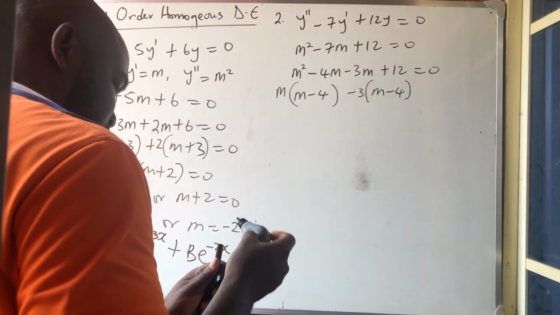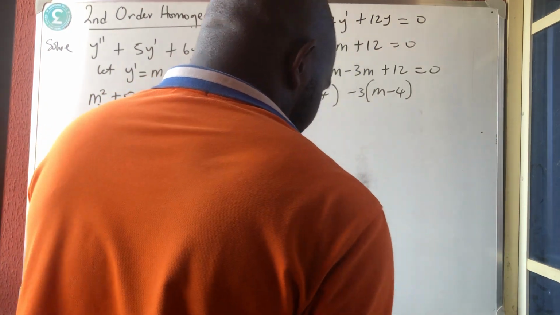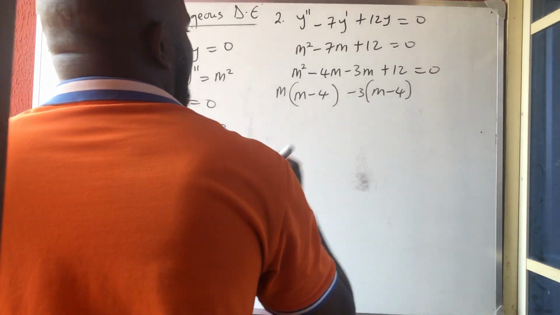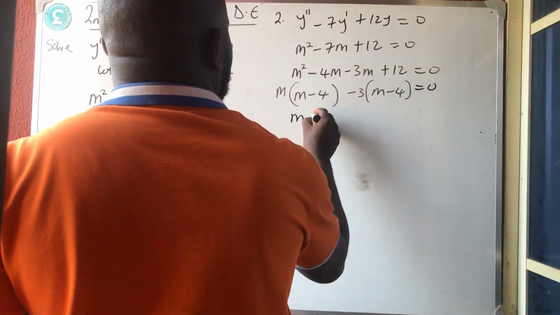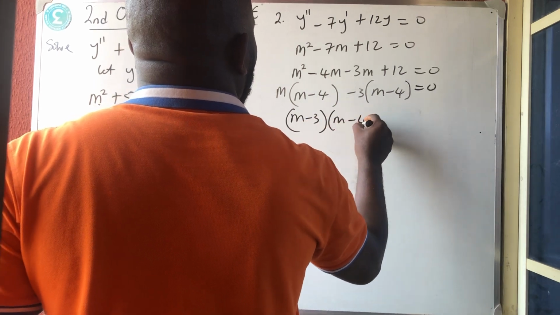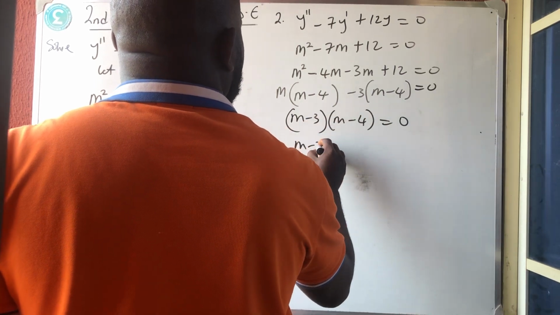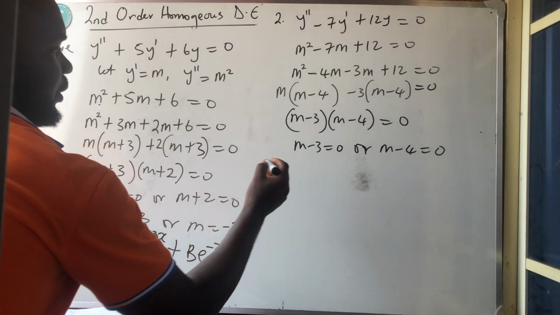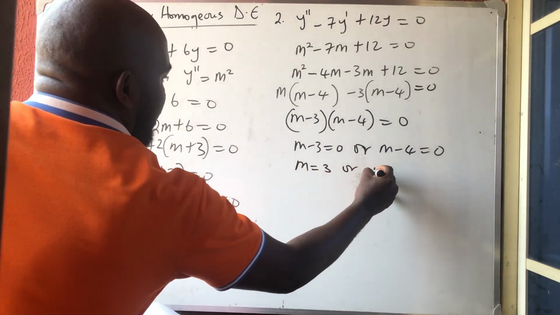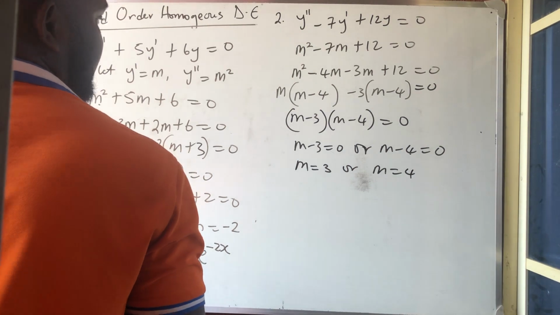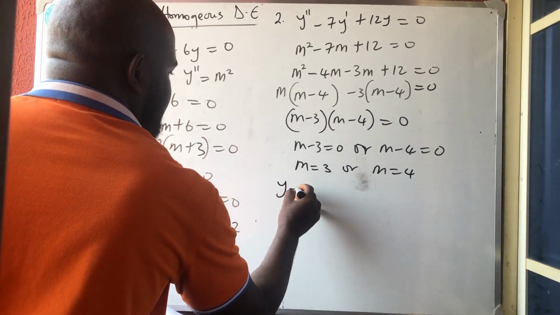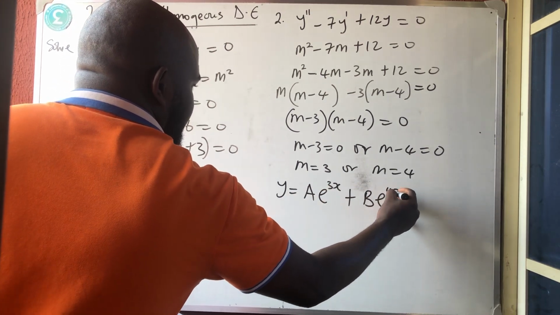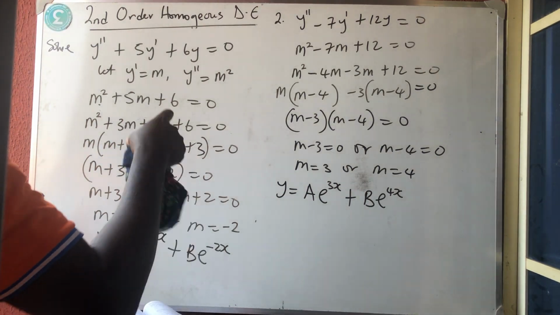So I'm having that m minus 3 and m minus 4 is equal to 0. So m minus 3 is 0 or m minus 4 is 0. Okay, so what do I have now? That my m is equal to 3 or my m is equal to 4. So if you look at it, they are real and not the same. So my y is equal to a e raised to 3x plus b e raised to 4x. As simple as that. Okay, so the next one, number 3.